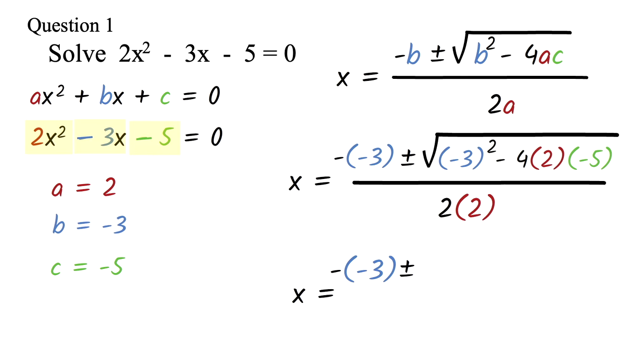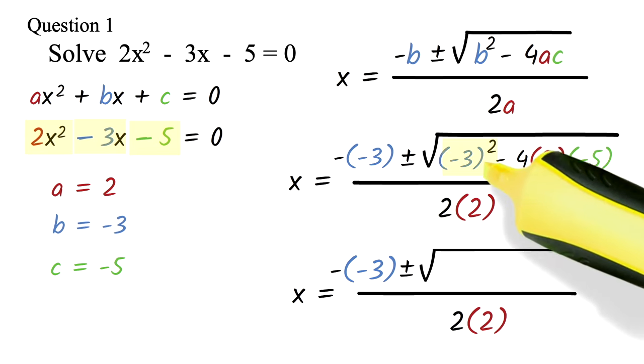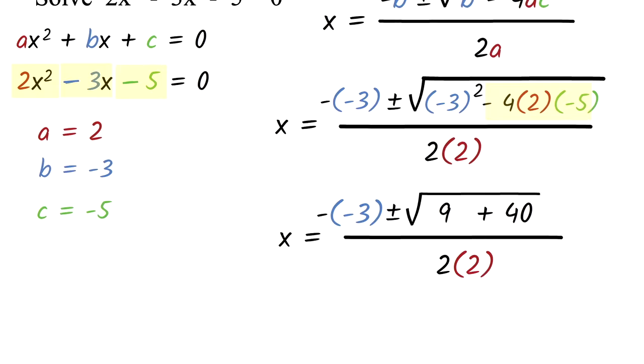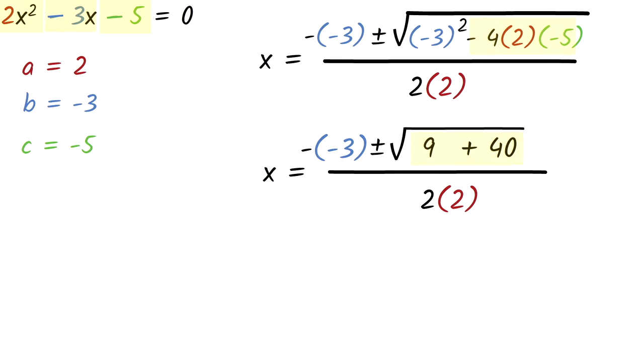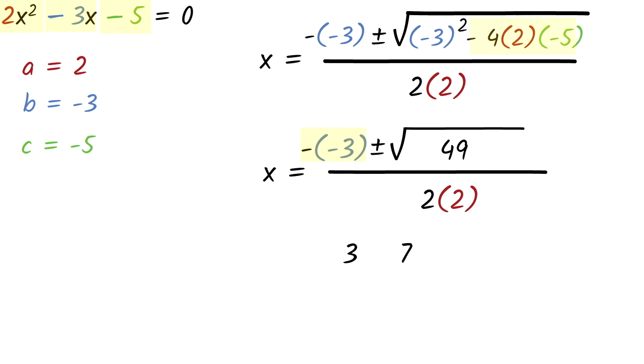We work out what is under the root sign first. -3 squared is -3 times -3, which is 9. Minus 4 times 2 times -5 will be positive 40. So we add 9 plus 40 to get 49. We can then find the square root of the 49. Finding the square root gives us 7. We know that minus negative gives positive. So the minus -3 is simply positive 3.